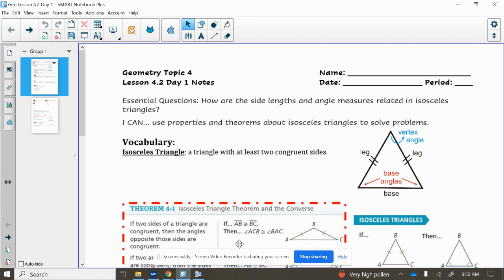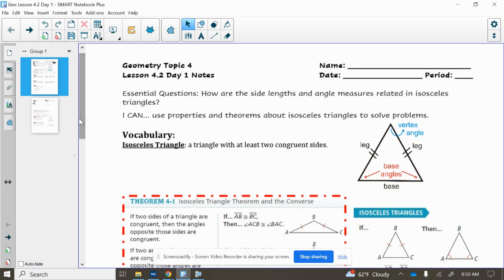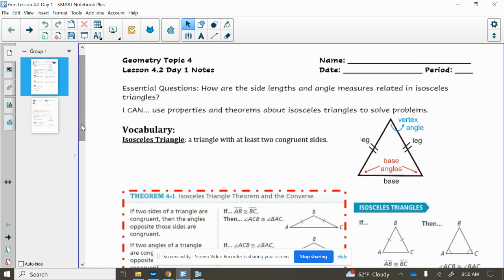Today we're going to talk about the side lengths of isosceles triangles and properties and theorems of isosceles triangles in order to solve problems. So what exactly is an isosceles triangle? Well, it is a triangle with at least two congruent sides. So again, at least. Now normally you'll see just two. Those are called your legs, and again, they are the congruent ones. And then you have a base side that's not necessarily congruent to the other two.